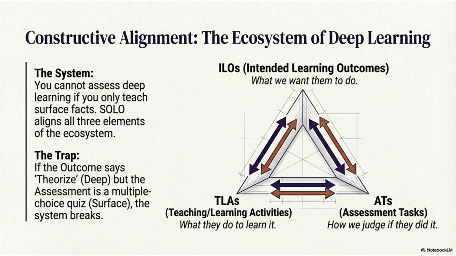Deep learning requires constructive alignment across the whole ecosystem. The intended learning outcomes, teaching/learning activities, and assessment tasks must align for deep learning to be accurately assessed. If one element focuses on surface facts, the system breaks.